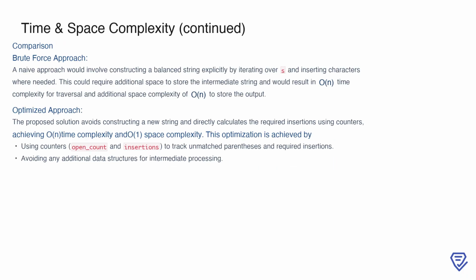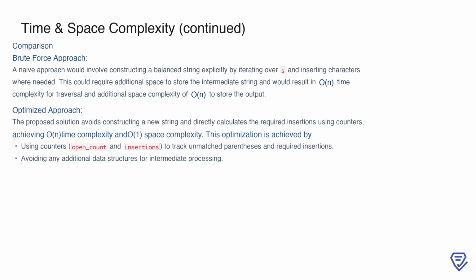To compare, a brute force approach might involve explicitly constructing a balanced string by iterating through the input and inserting characters when necessary. This would not only require additional space to store the intermediate string but would also result in a space complexity of O(n). While the time complexity would remain O(n) due to traversal, the extra space needed for the output makes it less efficient. In contrast, the optimized approach avoids creating a new string altogether.